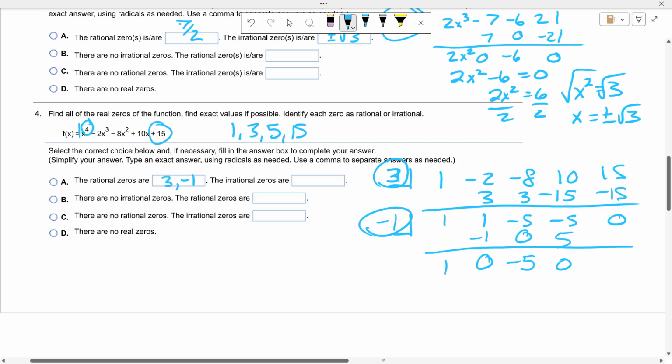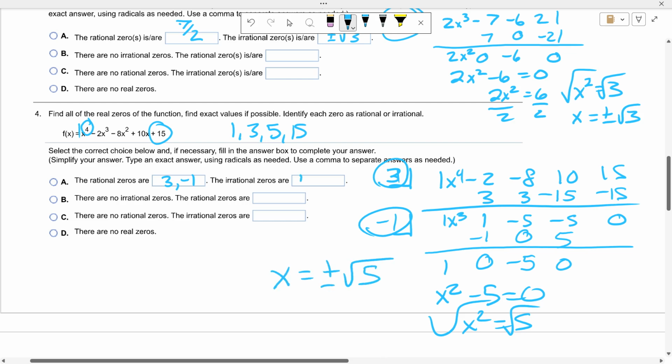To find the irrational zeros, this is x squared, because this was x to the 4th, and this was x to the 3rd, so this is x squared minus 5 equals 0. X squared equals 5, take the square root, x equals plus or minus square root of 5. Okay? If we know the possible rational roots, then that helps narrow down which ones we try.